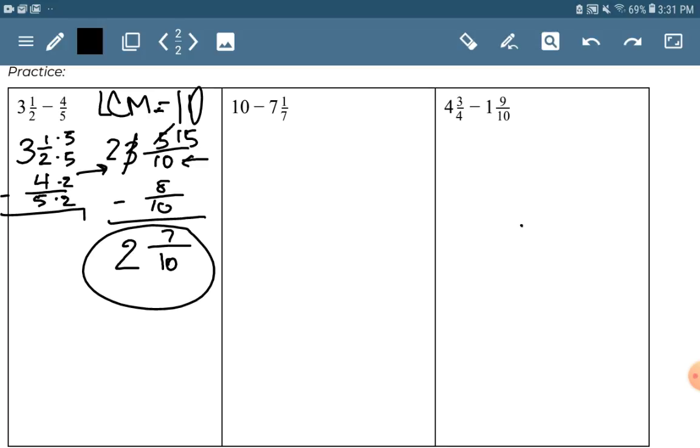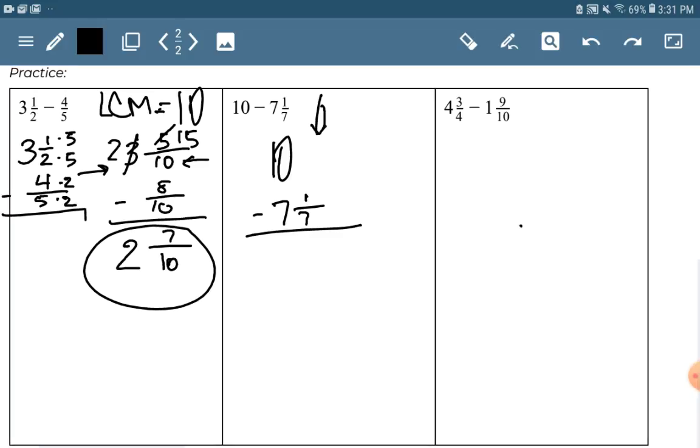For the second example, I'm going to start by writing it vertically. 10 on the top, 7 and 1/7 on the bottom. Make sure you line up your whole numbers and your fractions. And if you notice, 10 doesn't have a fraction. It's missing a fractional part there. So basically that's like having 0 for my numerator. And since I do need my denominators to be the same, I'm going to go ahead and write 7 on the bottom. I have 0. I have nothing for the fraction.